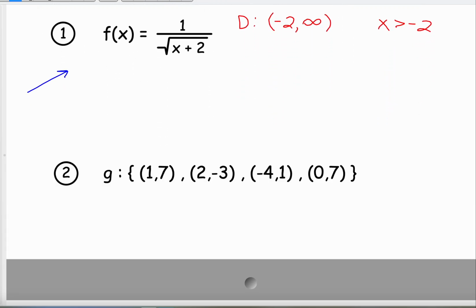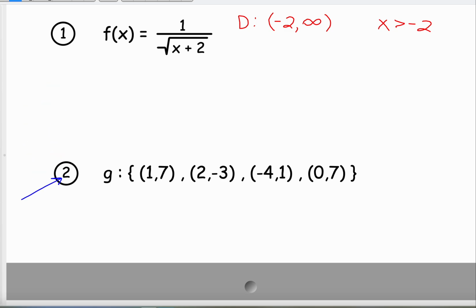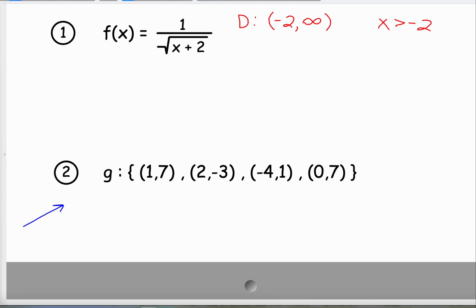What is the domain for this function? Well, this is in a different form here. It's a set of ordered pairs. And so the first element in the ordered pair is the x value, and the second is the y value. So the domain would be all my x values. So 1 and 2 and negative 4 and 0. It's not a range of numbers, though. It's 4 specific values. So I'm not going to use interval notation here. I'm going to have to use set notation.